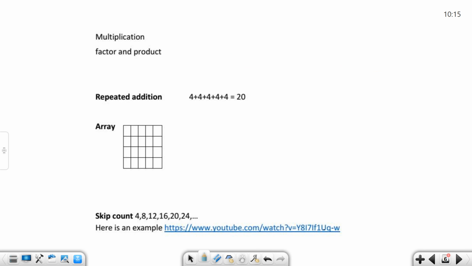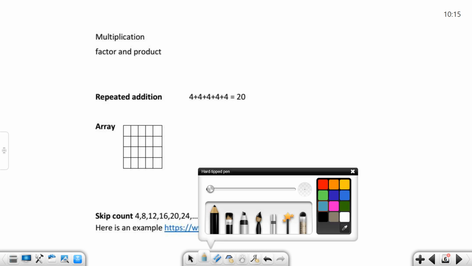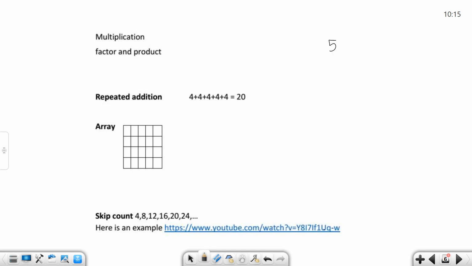Okay, and then we move to multiplication. So we'll do the same thing with the multiplication that we did with the addition. Okay, so in multiplication, 5 would be called a factor, and 4 is also called a factor. And when you multiply 2 things together, what you get back is called the product. Okay, so that's how that would go.